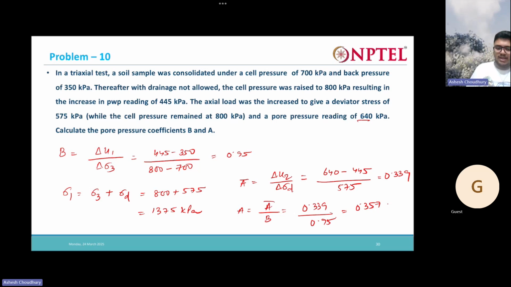Just take care that you are using the increase, the differences, not the absolute values. You need to consider how much change in water pressure with how much change in temperature. So a pore pressure reading of 640 means the reading is 640. Initially it was 445, so from 445 the reading has come to 640. So the difference you need to take, and consider that very properly. Okay, that's all very simple.